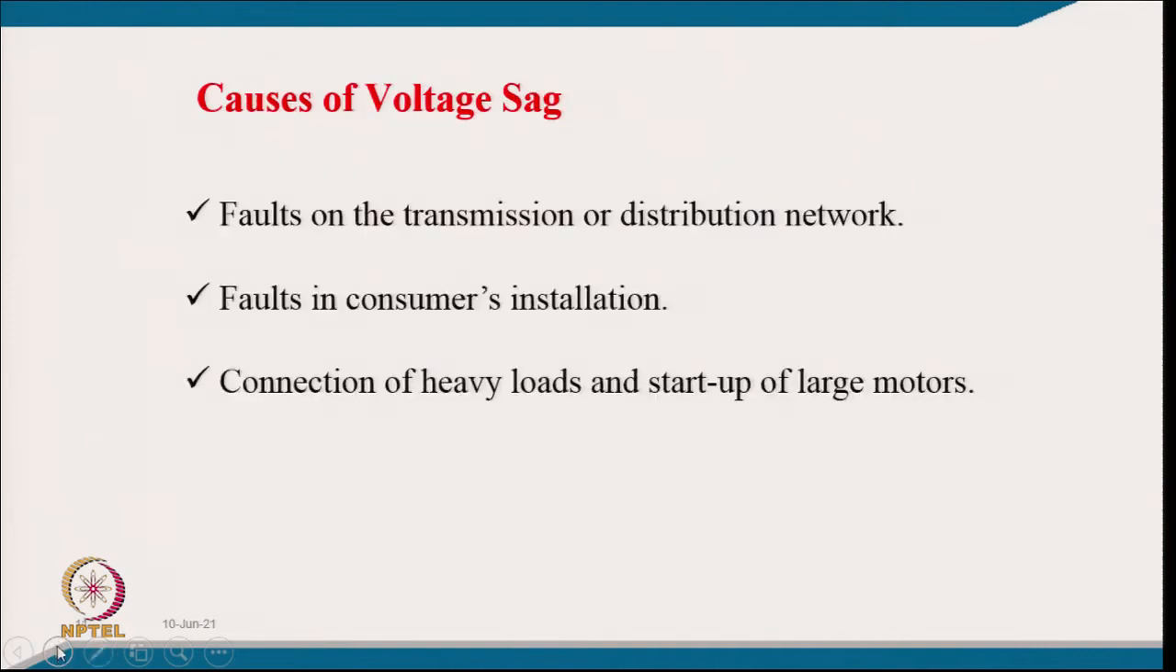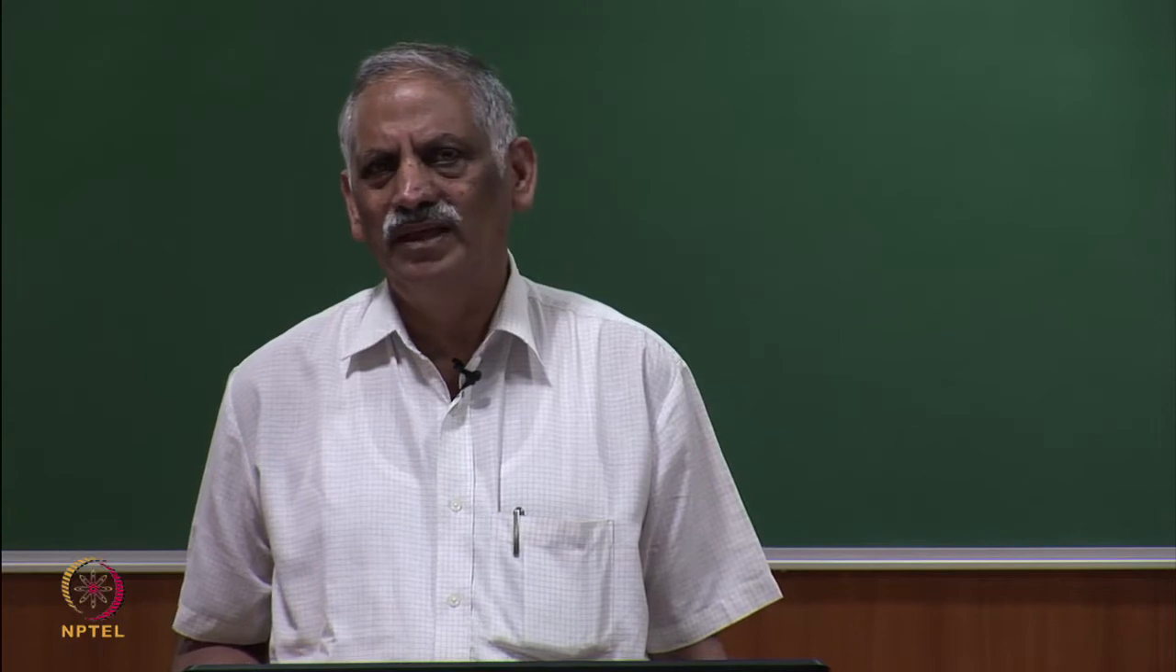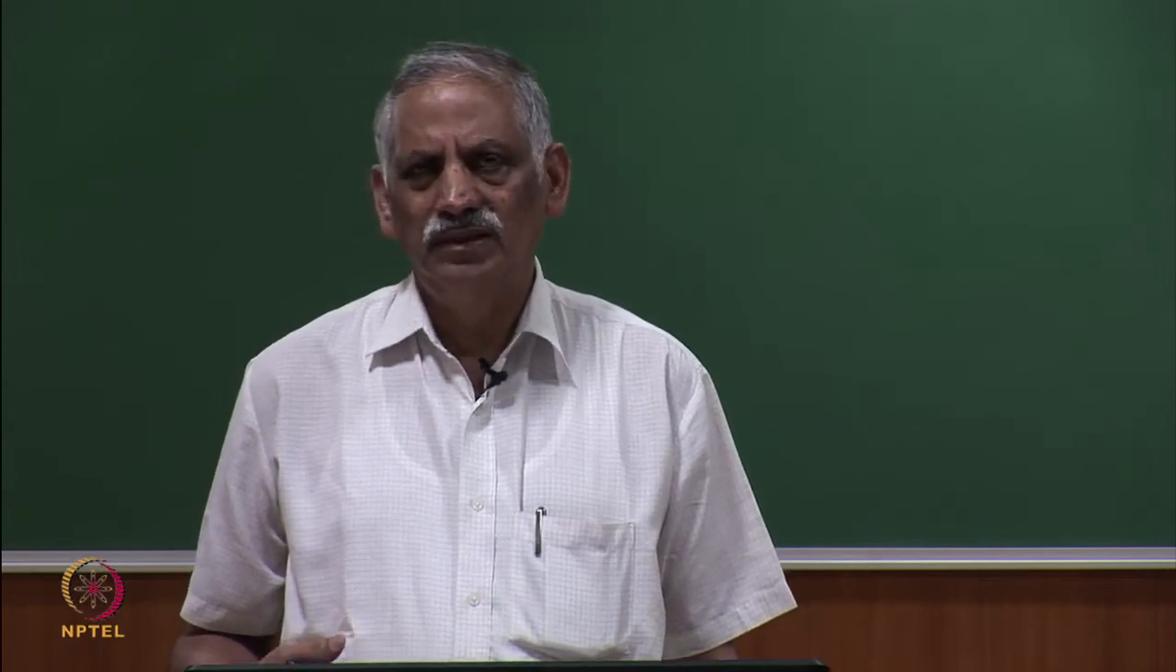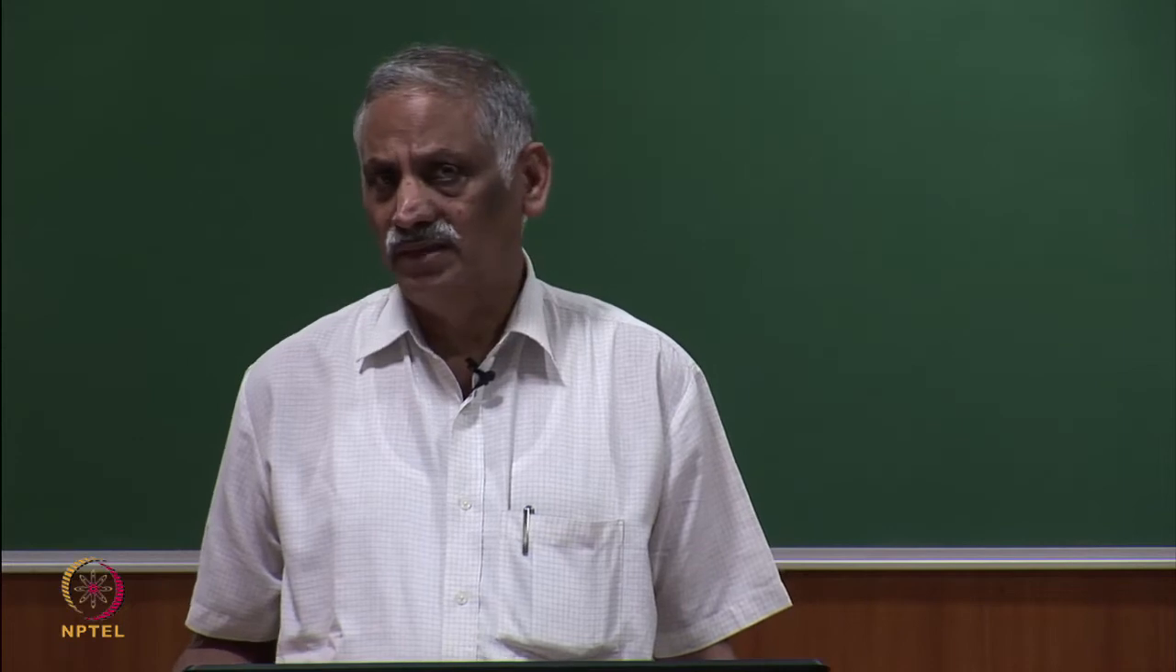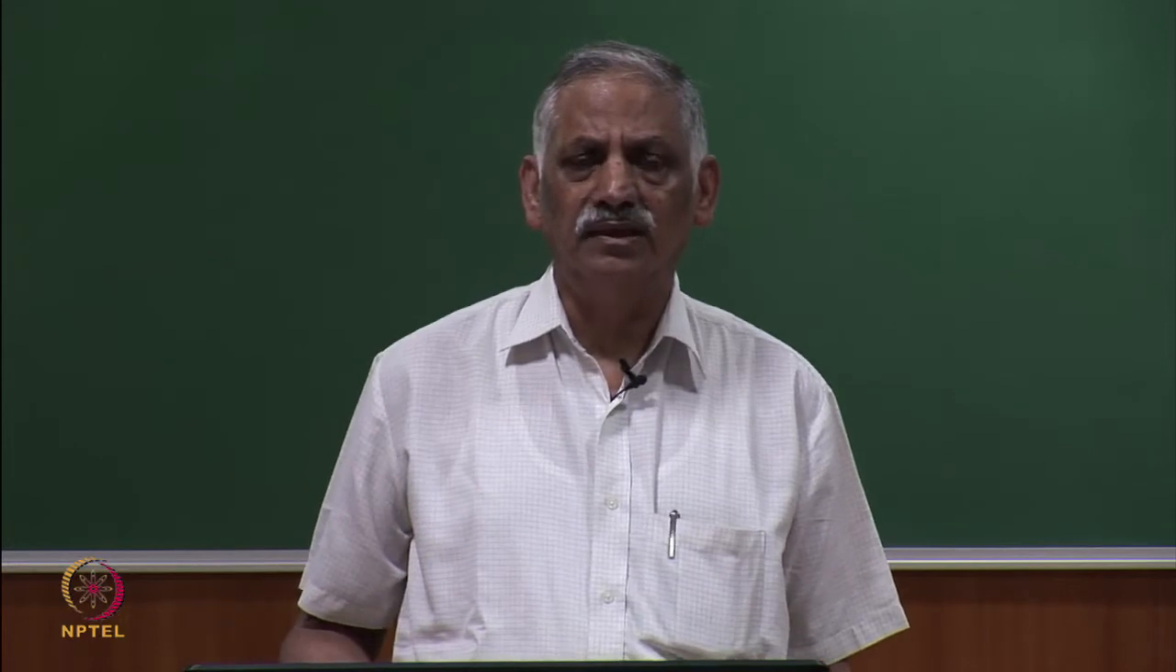What are the causes of this voltage sag? The first causes normally are faults on the transmission or distribution network, faults in the customer installation, connection of heavy load, and start-up of large motors. You might have seen that when we start very large motors, this problem is very common. Or you might have seen it in semi-urban areas in the evening, when water supply comes only for a limited period, and most of the consumers switch on their booster pumps simultaneously. You might have seen the reflection on the lighting system sometimes, when the UV lights stopped working.